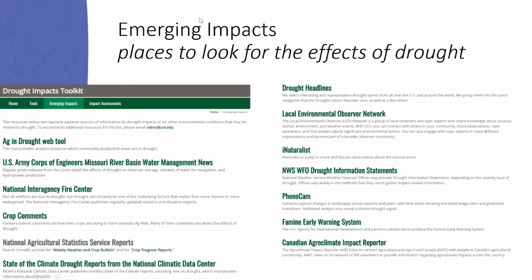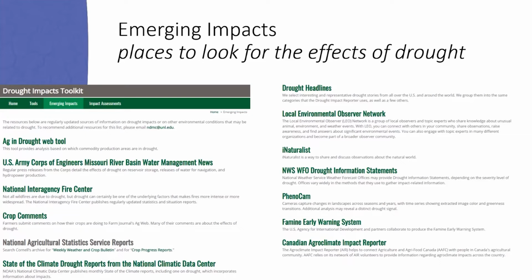So this page of emerging impacts or places to look, really, it's got a lot of stuff. I encourage you to go look if you're interested in this. For example, the U.S. Army Corps of Engineers regularly puts out press releases during drought, saying things like river navigation is reduced due to lower river levels because of drought, or hydropower production is reduced due to drought. All of these things are drought impacts.